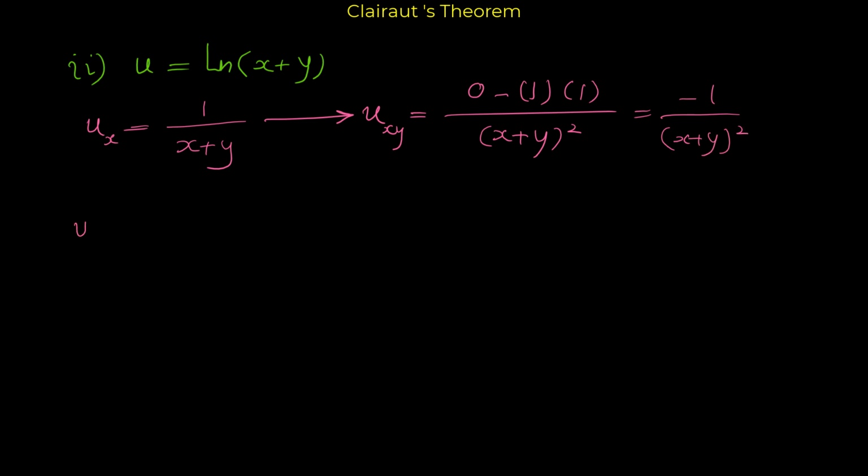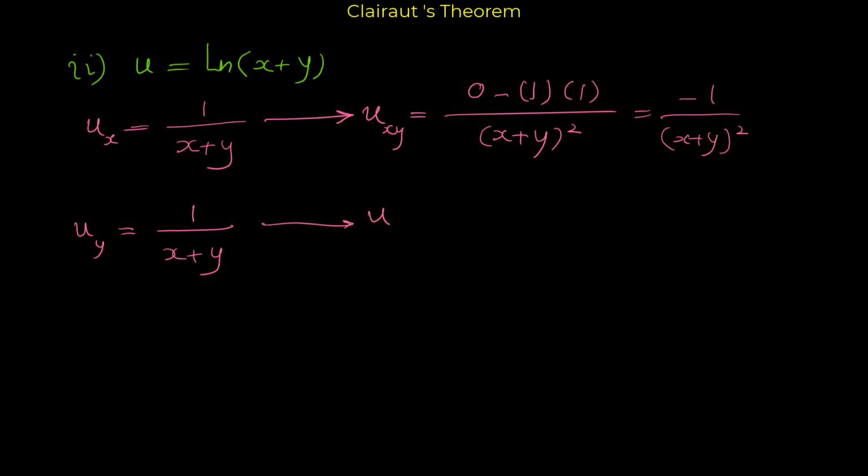In a similar way, you can find uy and then ux. uy would be the derivative of ln, again 1 over x plus y, times the derivative of the inside. The derivative of the inside again is 1, because the derivative of x with respect to y is 0 and the derivative of y is 1, so this is uy.